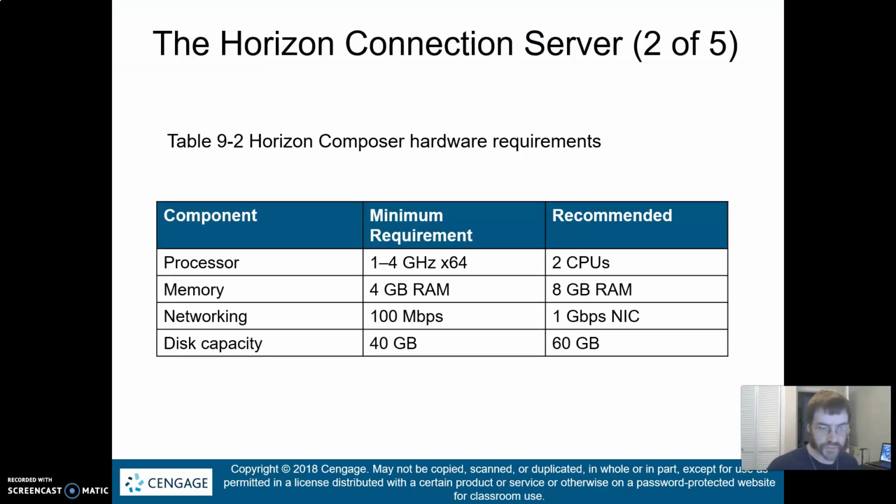In terms of processing power, you're going to need at least one 4 gigahertz CPU. That's the bare minimum. That does not sound like a good idea to me. Having as many CPUs as possible, as many cores as possible, sounds like a good idea. So memory-wise, 4 gigs of RAM, you might be able to manage this. 8 gigs sounds a whole lot better. Though honestly, this is the Horizon Composer.